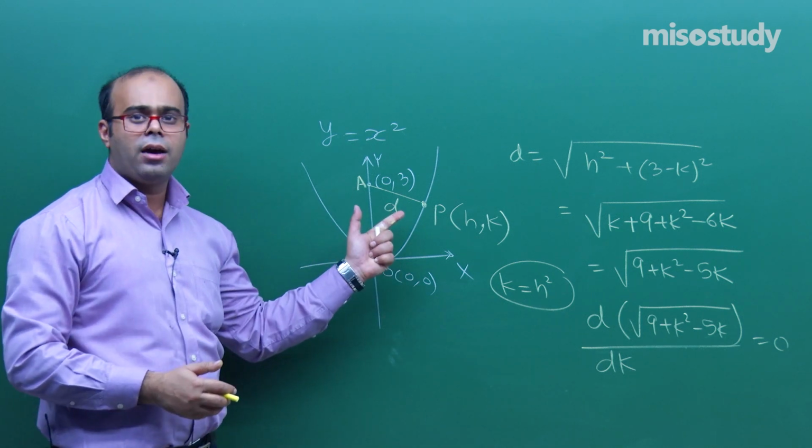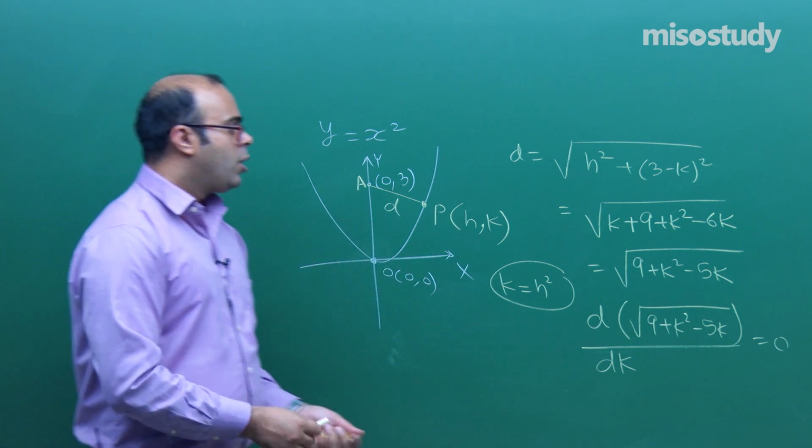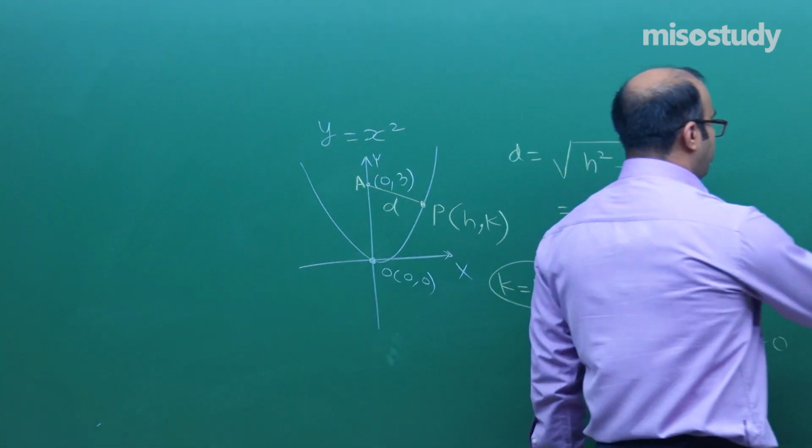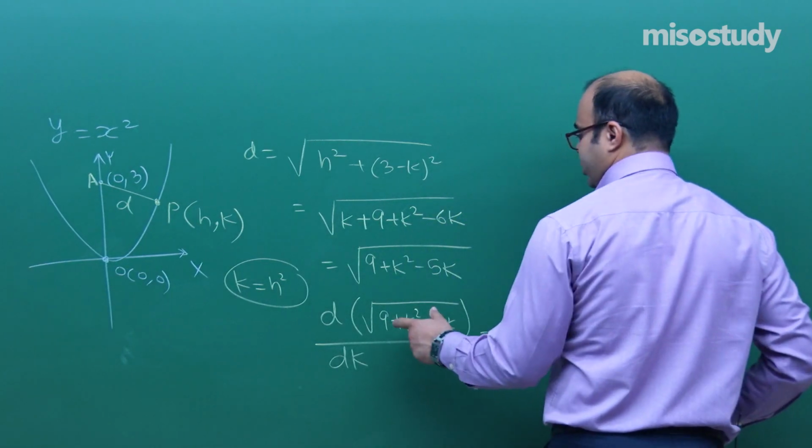So we want a minima here. Here also we have to differentiate. So when we differentiate it, let us see what we get. Normal calculation we will do.